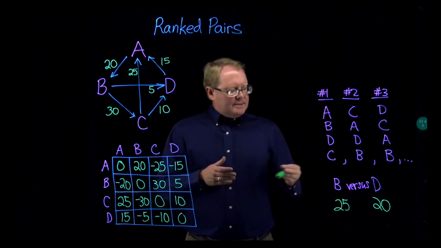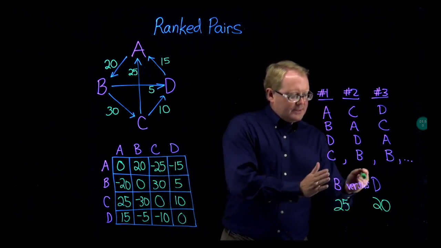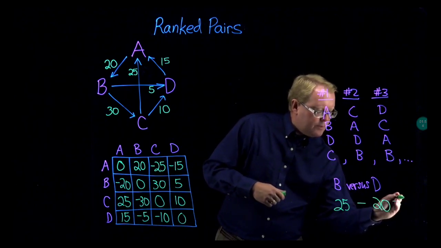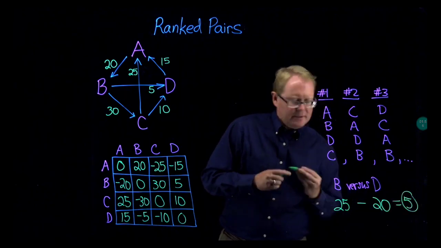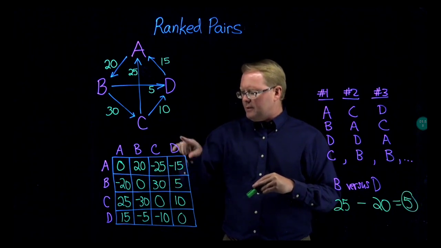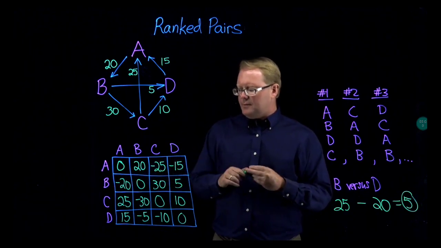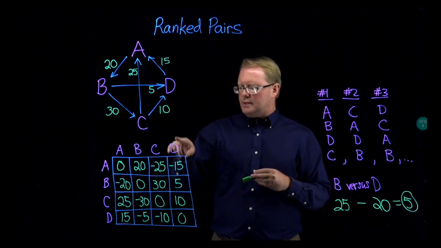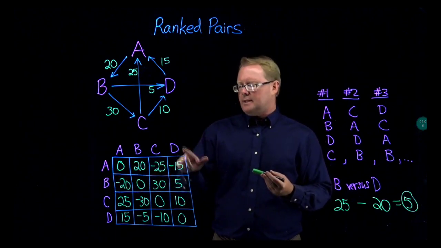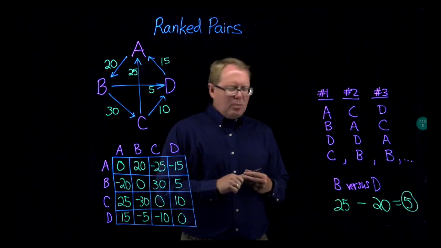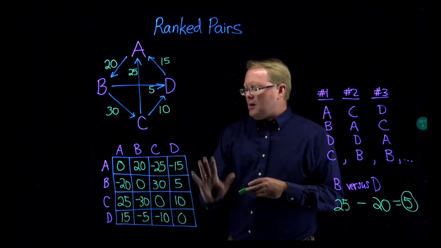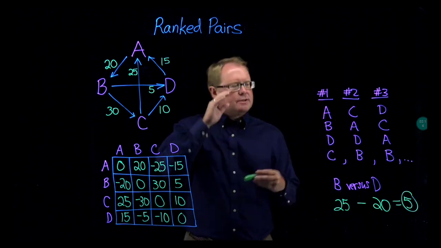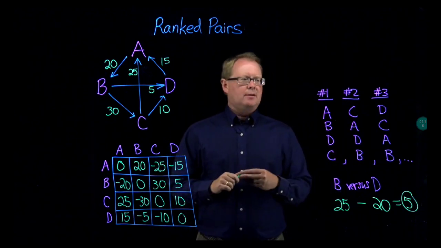In total, then, we can see that B beats D by 5 votes. So 25 minus 20 is equal to 5. And this is the number that's in the margin of victory matrix here. B beats D by 5 votes. So it's the number of people that like B more than D minus the number of people that like D more than B. The key point is that these numbers here are simply the results from head-to-head matchups, which is possible to determine for a preferential ballot election.